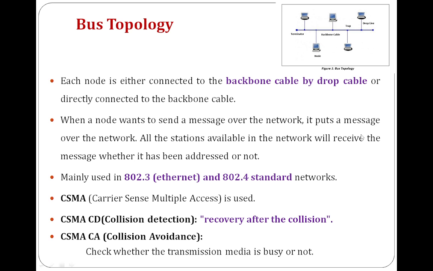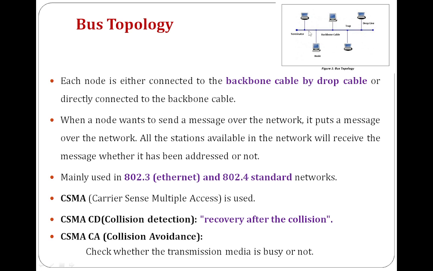Here you can see the diagram. There are 5 PCs connected in the network, and there is a centralized cable, which we can call the backbone cable. All the individual machines are connected to it by means of drop wires. If any device wants to transfer packets from one node to another, it should be carried through this centralized backbone cable.